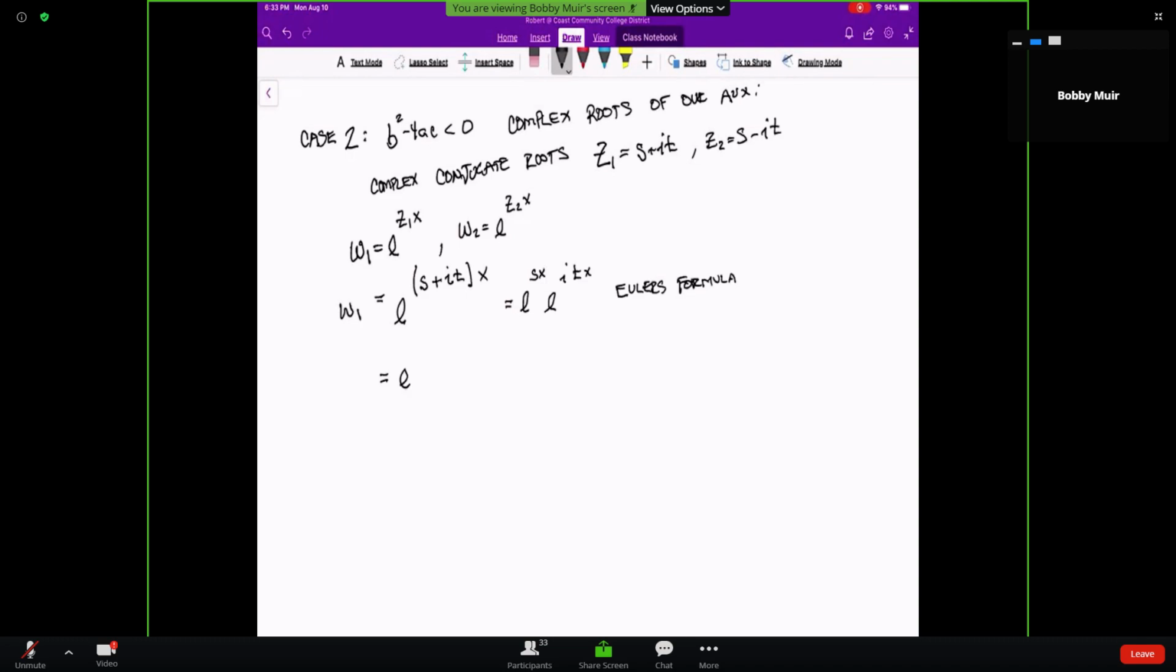It's equal to e to the sx times cosine of tx plus i times the sine of tx. Now, doing a similar thing with w2, it's going to be e to the sx, but this time it's cosine of negative tx. Well, that's the same as cosine of tx. And then sine of negative tx, well, the minus comes through the sine because it's odd.